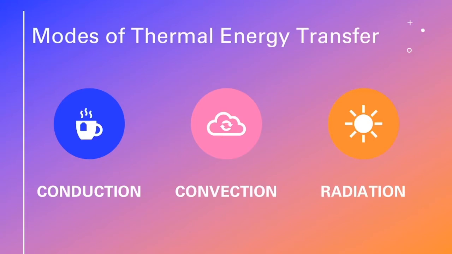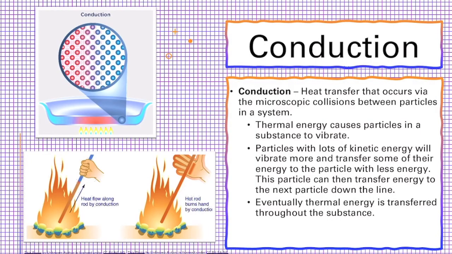We're going to talk about 3 different modes of thermal energy transfer: conduction, convection, and radiation. Conduction is heat transfer that occurs via microscopic collisions between particles in a system. This means that thermal energy causes the particles in a substance to vibrate.